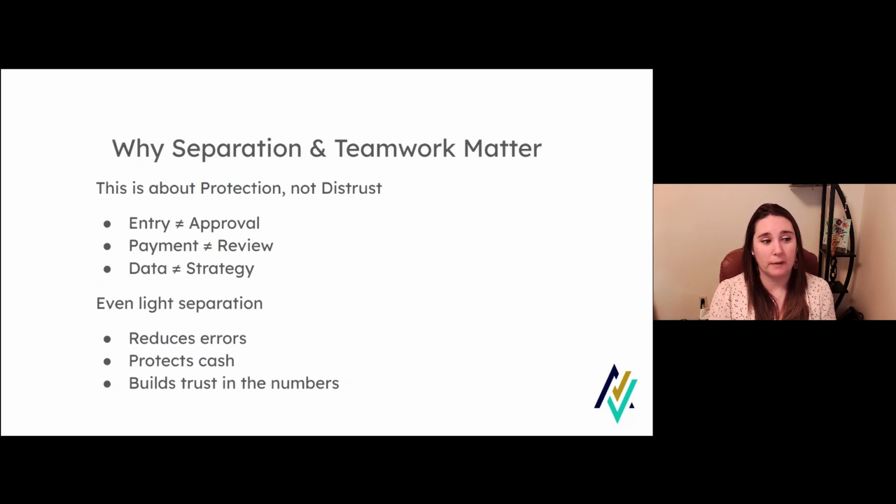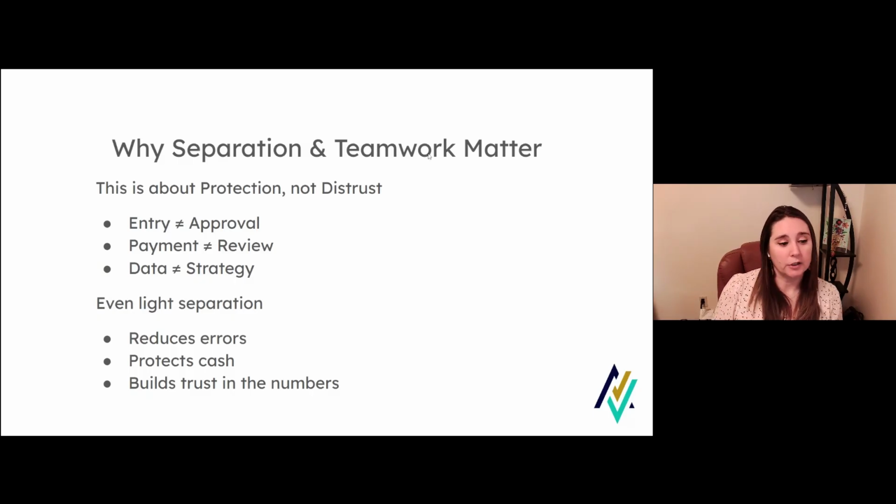The separation and teamwork really matter because this is about protection and not distrust. We are humans, and although AI is also a big part of our lives in the accounting world now, ultimately someone still needs to review in a proper fashion and on a regular basis. People doing entry work shouldn't be doing the approval. People doing payments shouldn't be reviewing what's actually being paid and going out. And people doing data shouldn't necessarily be doing strategy. You can do them, but again, having that separation is really important. That's the fundamentals of accounting in general: having those checks and balances and making sure that everything is set up in a fashion where you can depend on the accuracy.